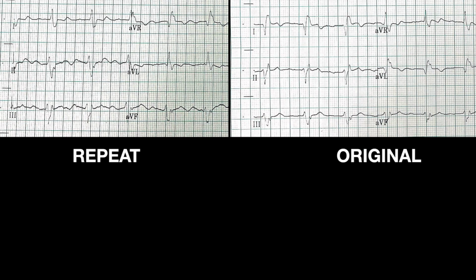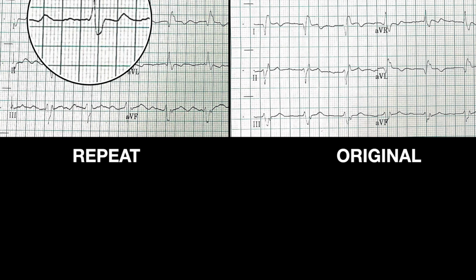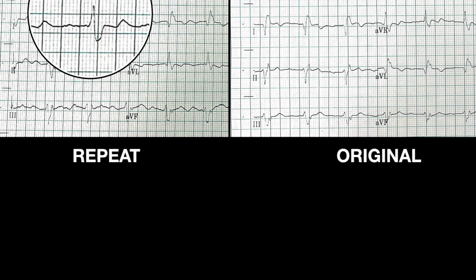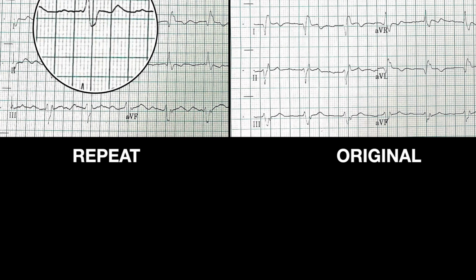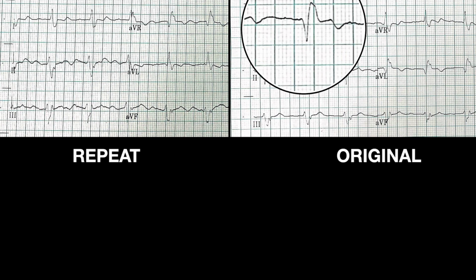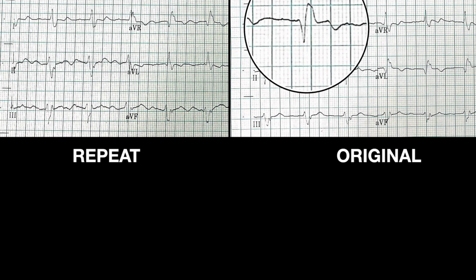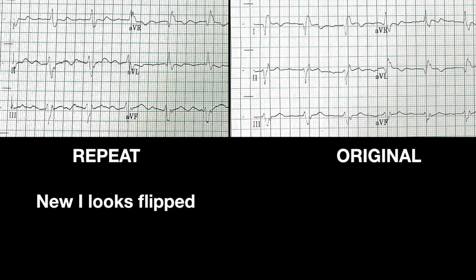So you notice that if I look at lead 1 on my new one, it's got this little point at the top, but it's mostly upright, and then this big slurred thing that's mostly negative. On the old one, it was a point going down, and this big slurred thing that's mostly positive. It's like you flipped it upside down. So lead 1 looks flipped.